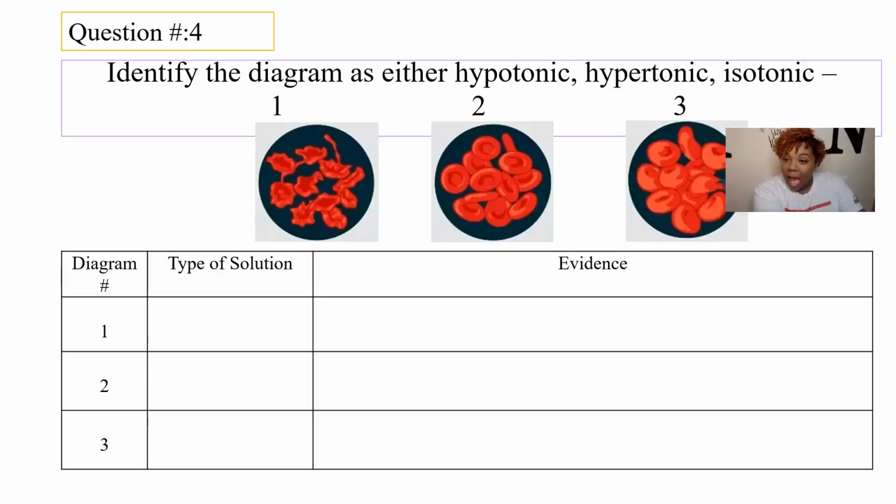All right, next question. Identify the diagram as either hypotonic, hypertonic, or isotonic. You have 5 seconds.